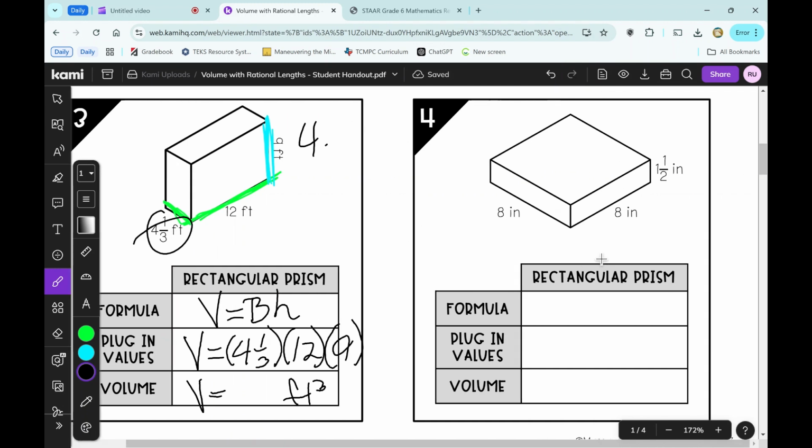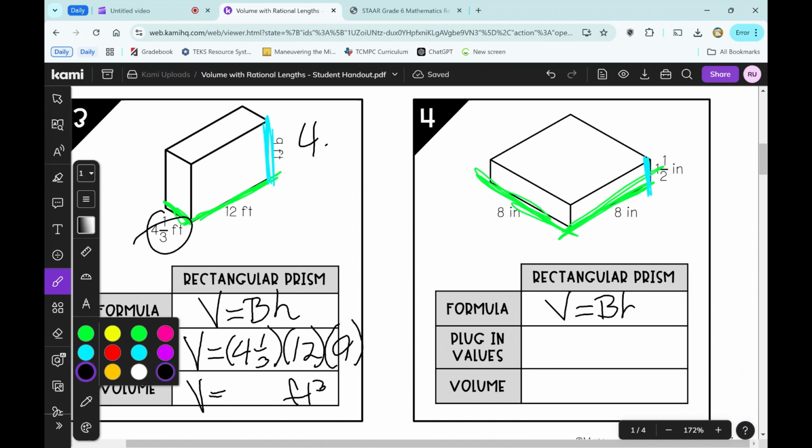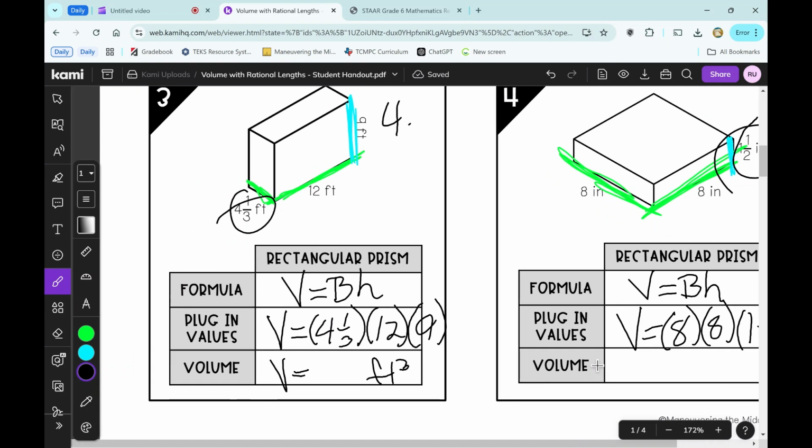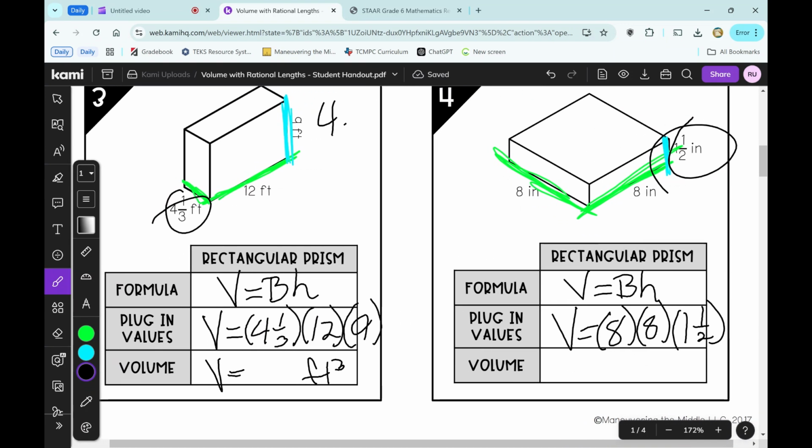So same thing for this one. We have our base that we're going to use, and our height is actually really small here. So we'll use volume is equal to base times height. Volume is equal to our three values. Our base is 8 times 8. Then our height is 1 and 1/2. So you should solve for the base first, 8 times 8, and then multiply whatever this number is as a decimal to find your official volume. Make sure you're paying attention to the units too.